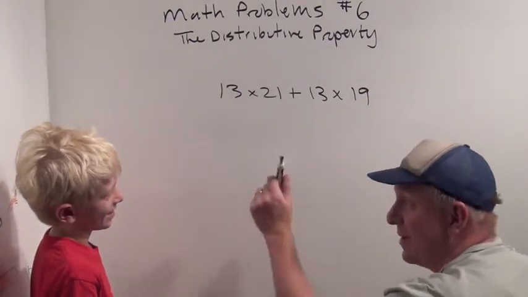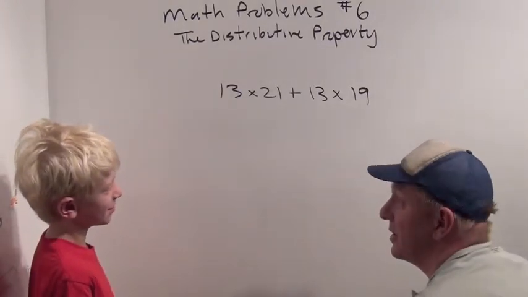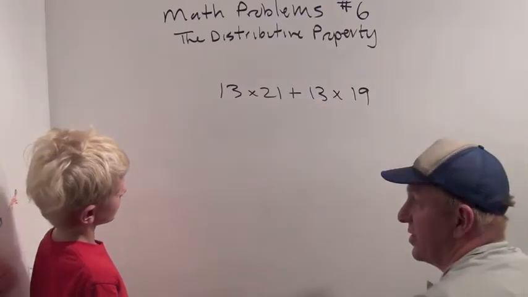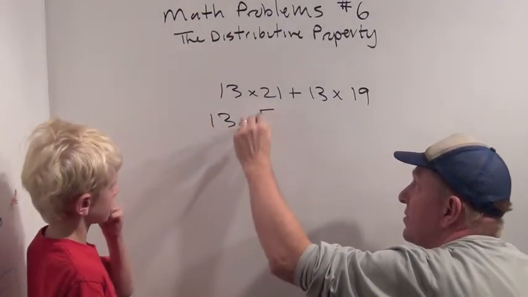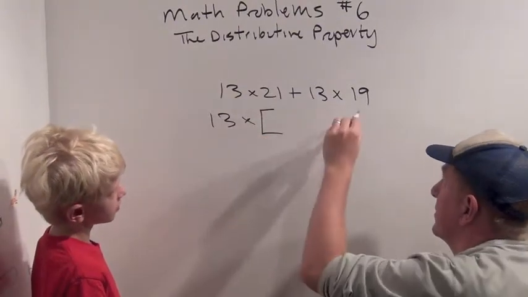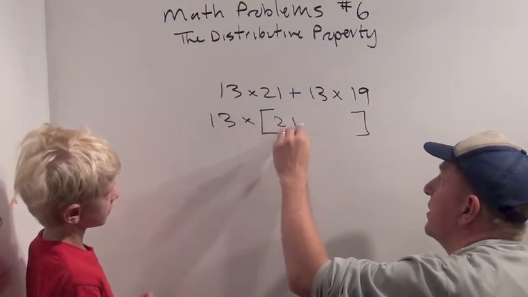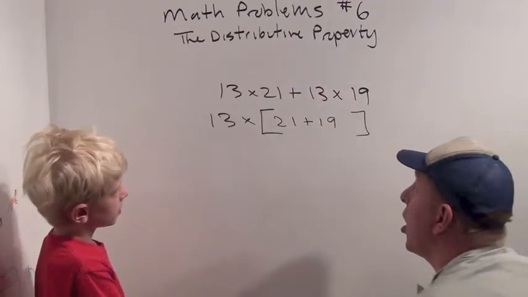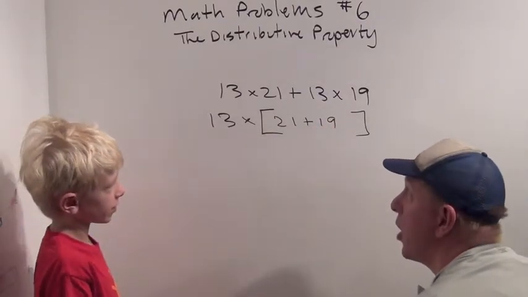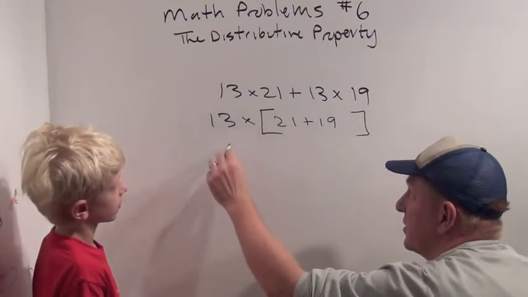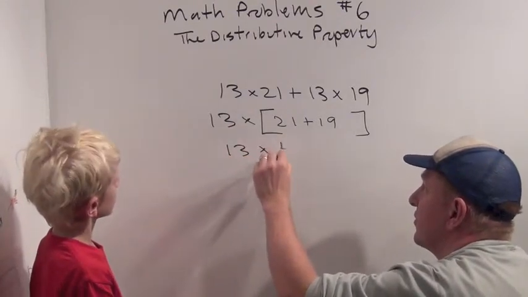Oh, okay, well, hey, wait a minute, maybe we can use the distributive property, because there's a 13 each time, right? So this should be the same as 13 times what? 13 times (21 plus 19). And then maybe that'll help us. 21 plus 19 is 40, so this is 13 times 40.